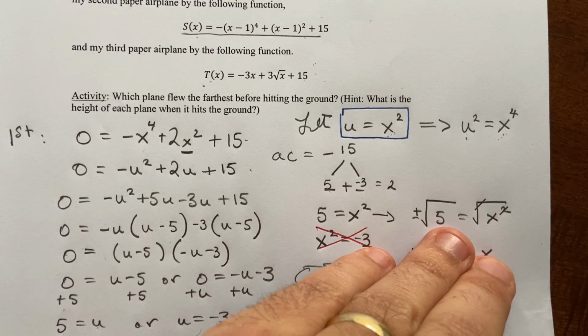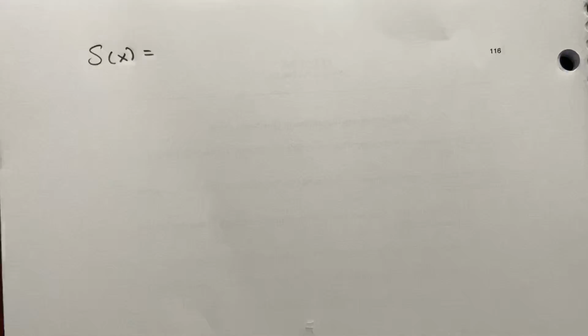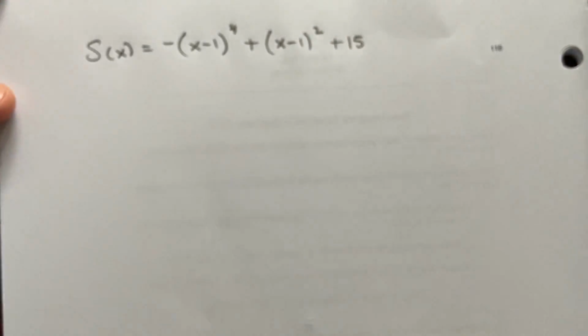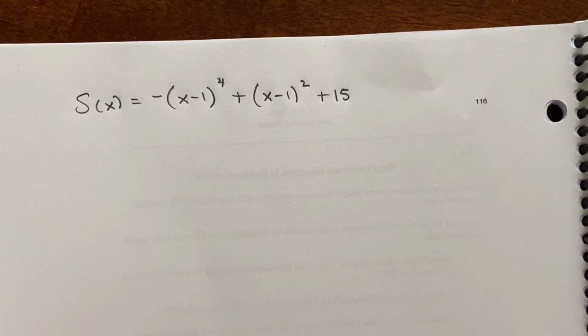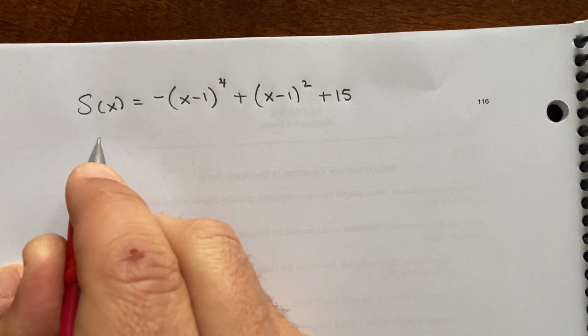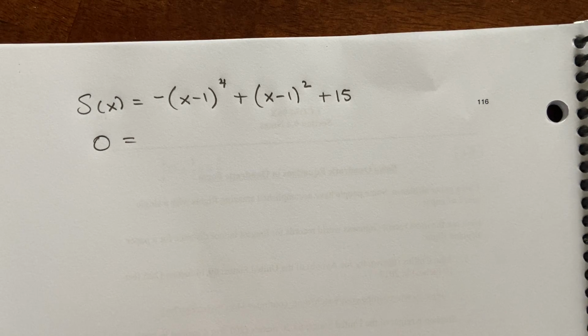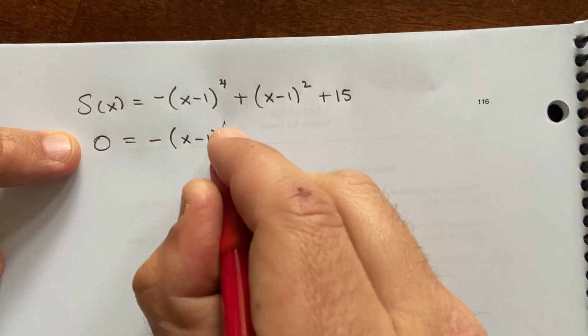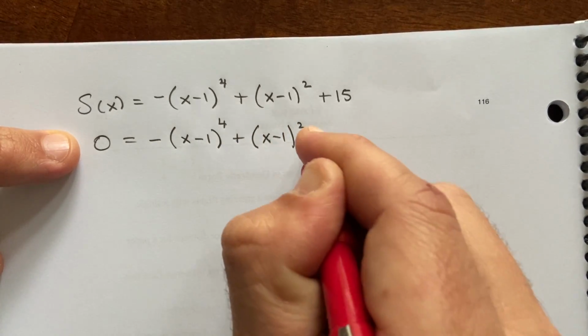Okay. So we're now going to try to figure out how far the second plane went. So I have s of x equals, sorry for the flipping back and forth, negative (x minus 1) to the fourth plus (x minus 1) squared, and then it's plus 15. Okay. So here's our second equation. So again, I want to figure out how far this thing went from the house. So I need to plug in a height of 0, because that's when this thing hits the ground, right? It's done with its flight once its height is 0. So we have negative (x minus 1) to the fourth plus (x minus 1) squared plus 15.